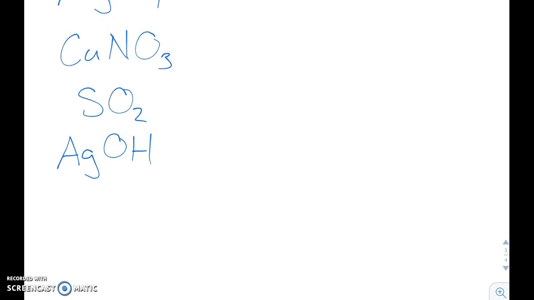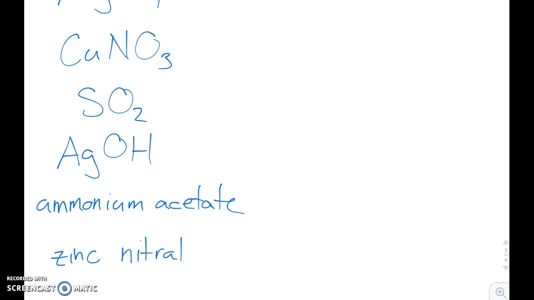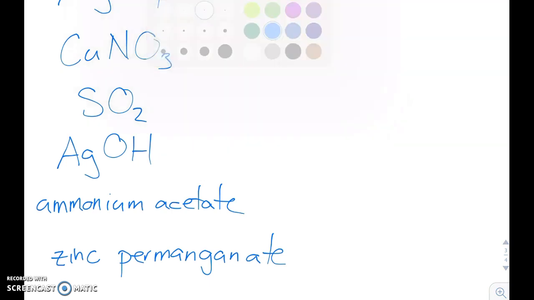So if I said ammonium acetate, and then we'll do zinc nitrate. Oh, we just did one. Sorry. Let's do zinc. We love this one. Permanganate. Okay, so pause really quick. See if you can do those as practice, and I'll write the answers in.